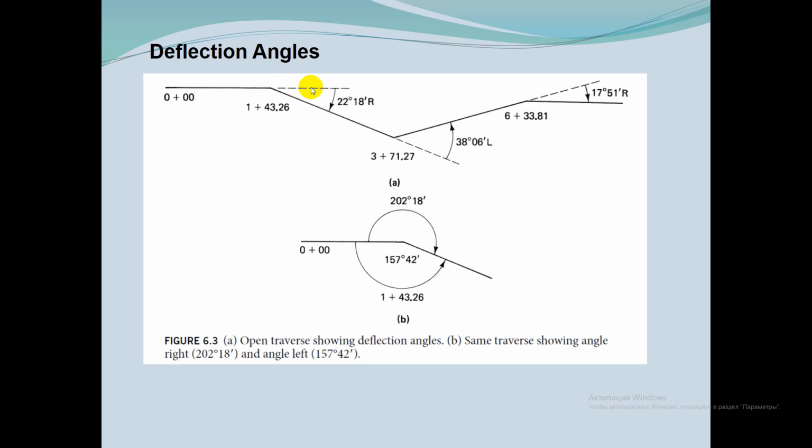So here a line on the right and here a line on the left. Here a line on the right. Prolongation on the right. Also, it's possible to measure the change in direction by directly sighting the back line and turning the angle left or right to the forward line.